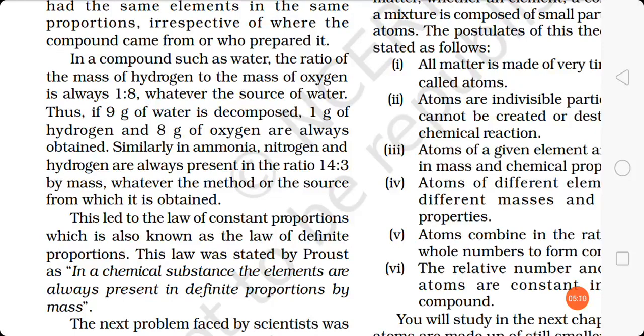And the law says that in a chemical substance, the elements are always present in definite proportions by mass. Okay, we are considering their mass because law of mass conservation is also followed at the same time. So this also includes proportions by mass. So in a chemical substance, elements are always present in a definite proportion. We cannot change its proportion. That proportion of elements is always constant. That is the law of constant proportions.